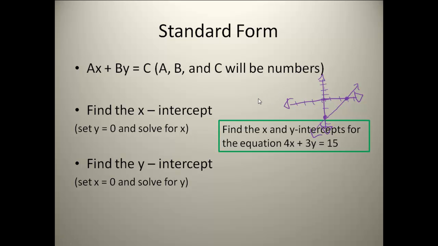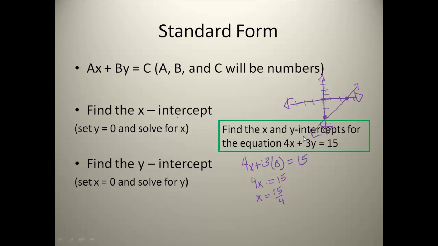So let's look at this one. Find the x and y intercepts for the equation 4x plus 3y equals 15. So start from the beginning here. To find my x-intercept, I put a 0 in for y, so I would have 4x plus 3 times 0 is equal to 15. Well, 3 times 0 is 0, so I have 4x is equal to 15. Divide both sides by 4, and I get x is equal to 15/4.